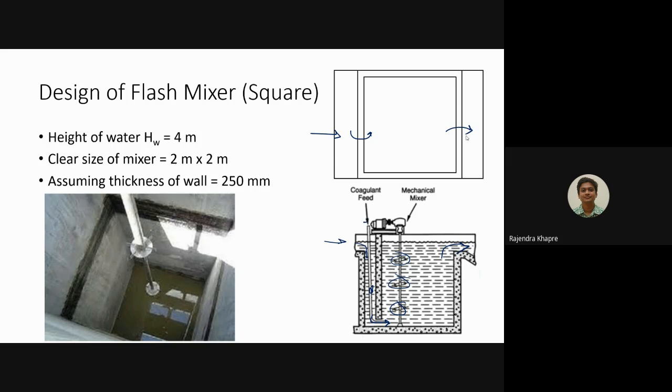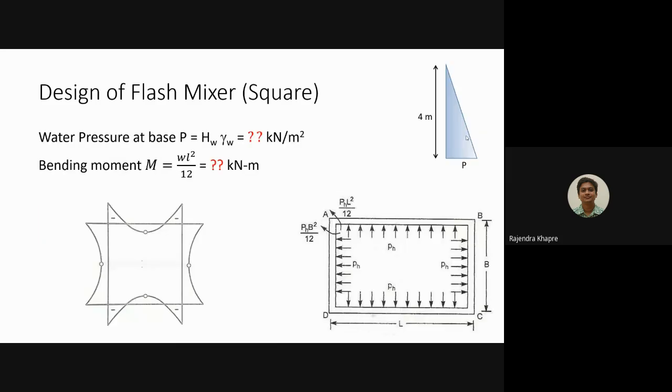Because you see most of the parameters are same. After the design of the square flash mixer, you will find the amount of steel and amount of concrete which is required is on the higher side as compared to the circular one. Okay, anyway, so you can see that picture. It's a square kind of a flash mixer, and you can even see the mechanical flash mixer's blades are also there in that particular picture. Okay, so let us quickly go through the design.